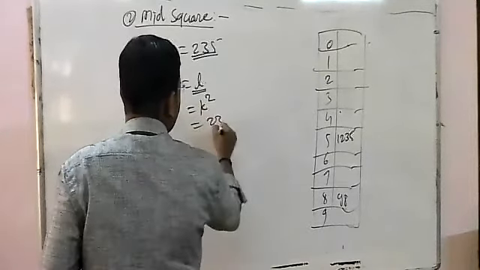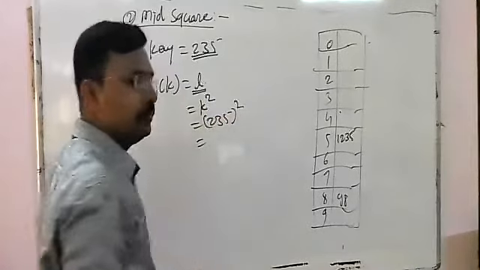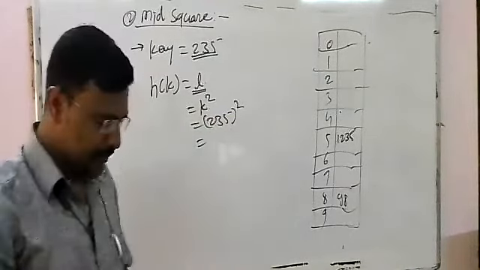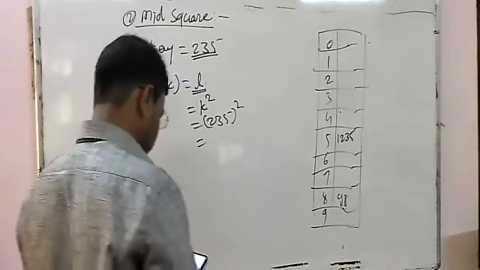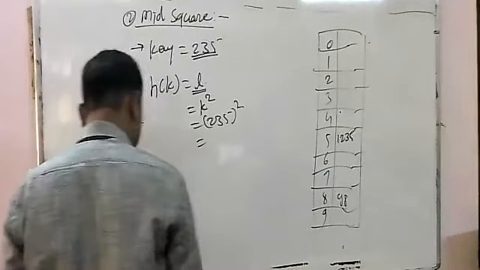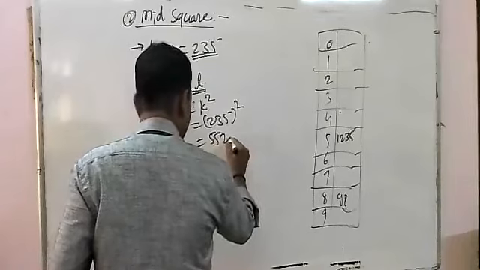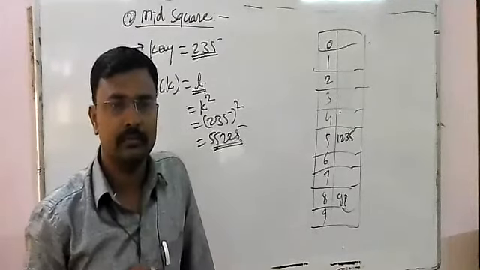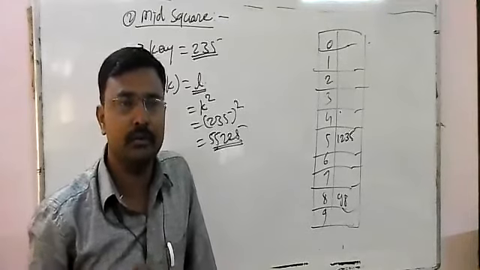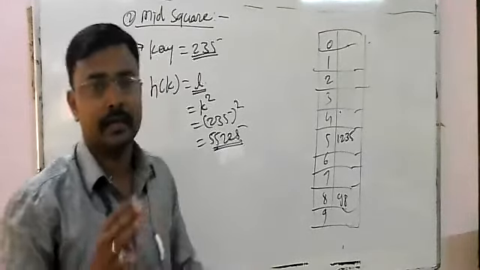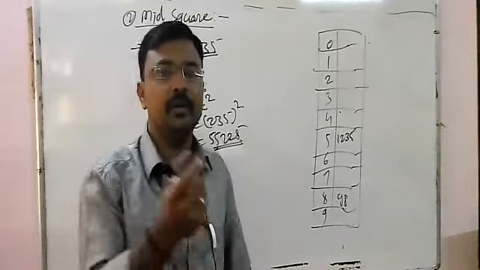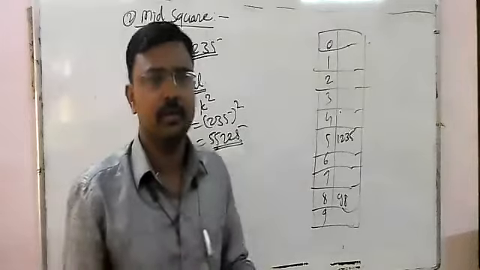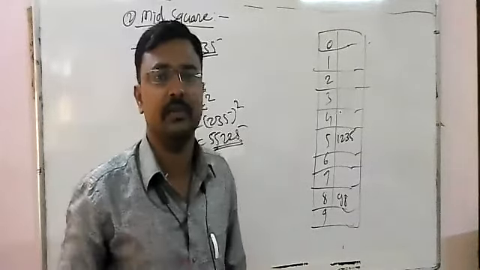What is the square? 235 squared. What is the value of this? Here you have to calculate it. 235 into 235 is 55225. Okay, so this is our square value, right? And what we are going to do here is select the middle value from this square, by removing elements from the left side and from the right side.